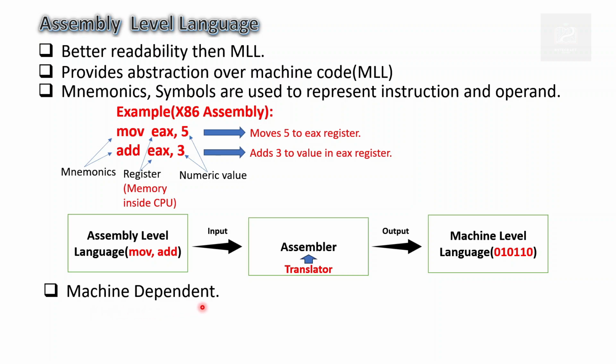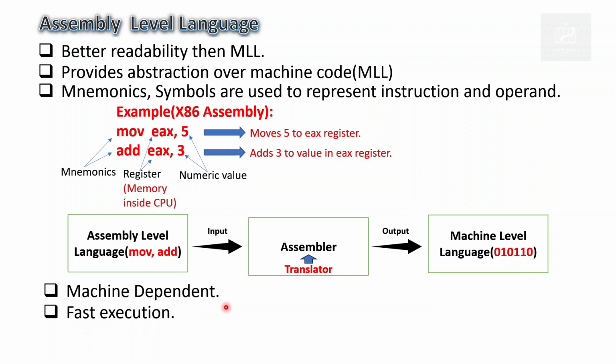Assembly level language is very machine dependent. That means, if we say that this instruction is particularly written for x86 assembly, then any other processor with a different architecture probably won't be able to run this instruction because they have their own kind of instruction set. They have their own kind of instruction format. So this is the only reason this is very machine dependent.